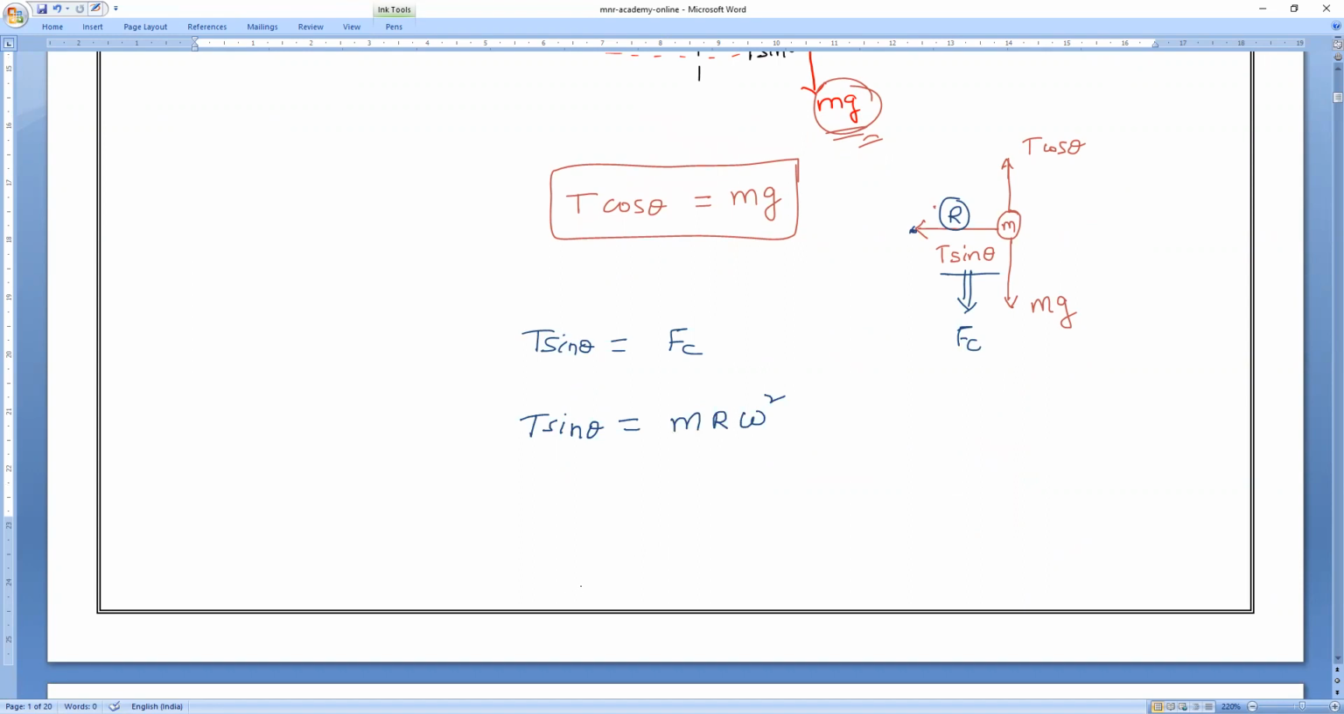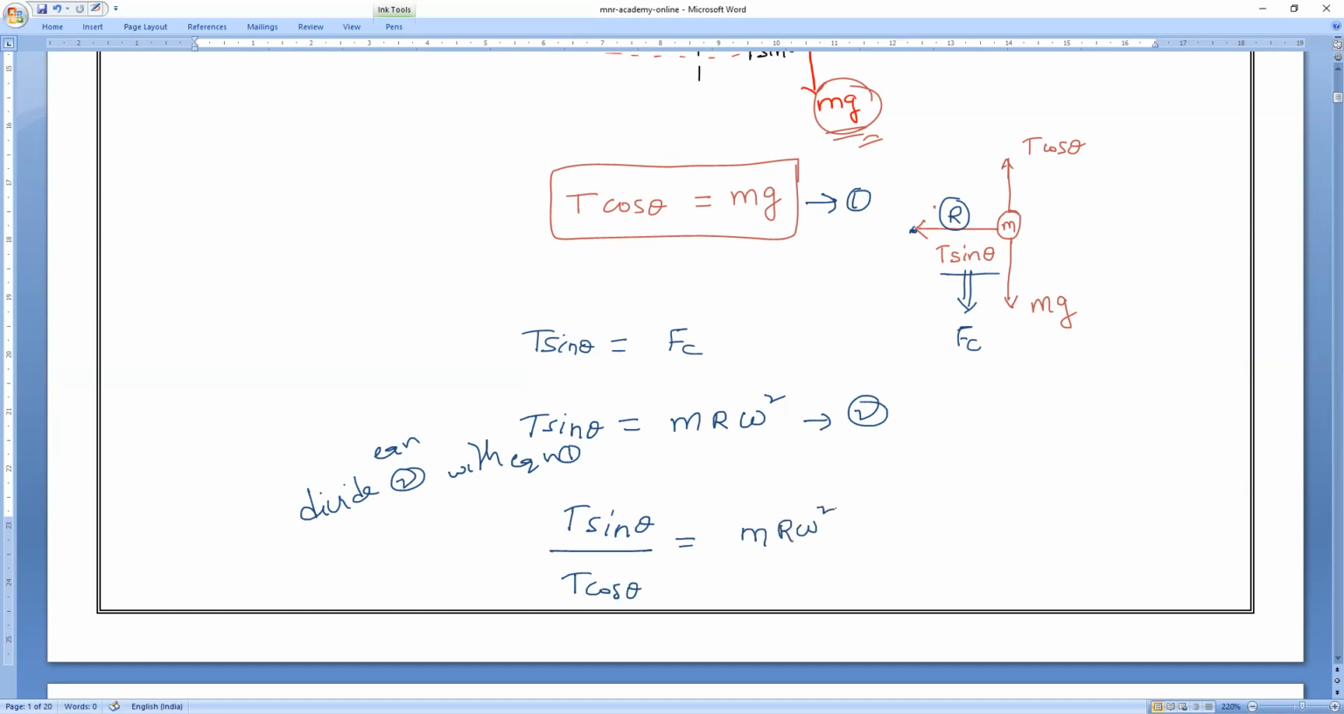Now observe very carefully. We have got two equations. This is one equation and this is the second equation. Now divide equation 2 by equation 1 and respond, everybody, what will come? Make it quick. T sin theta divided by T cos theta is equal to M R omega square divided by mg. Am I right, everybody? Yes.